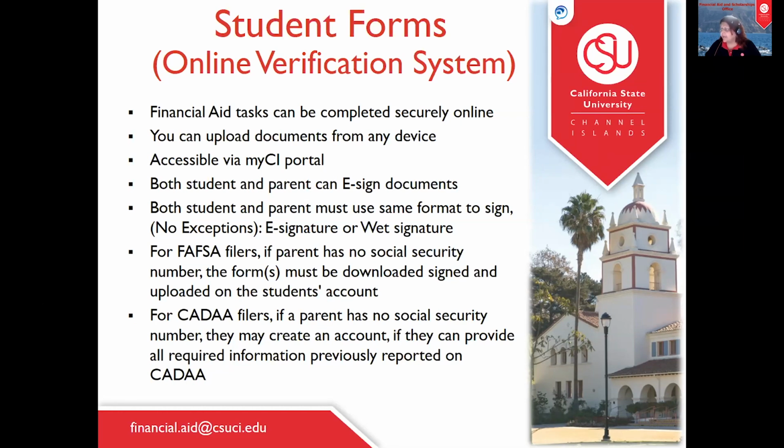So this is real key. It's important that you know that you need to use the same format. Student and parent can use the e-signature, or if you're downloading the form, you want to make sure that the student and parent are using the same format. For CADAA filers, if a parent has no Social Security number, they may create an account if they can provide all required information previously reported on the CADAA. So you want to make sure that you fully understand how you're going to sign your documents.